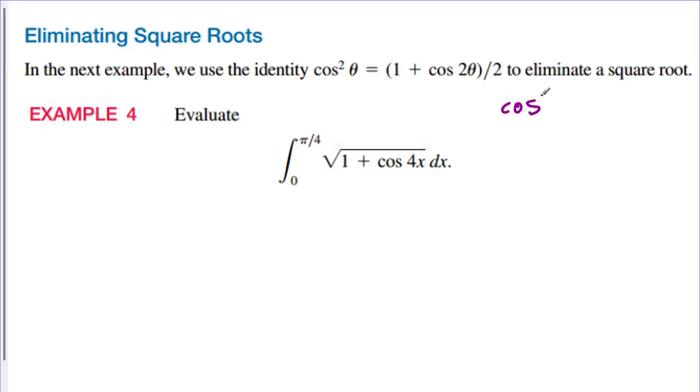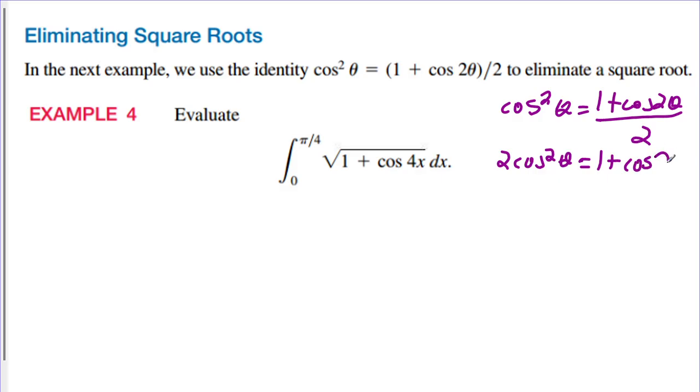So we're going to start with cosine squared of theta is equal to 1 plus cosine of 2 theta over 2. Notice there's not an over 2 here. So we're going to multiply by the 2 to get 2 cosine squared of theta. We're going to change our identity a little bit. It's equal to 1 plus cosine of 2 theta. Well, here notice that matches.